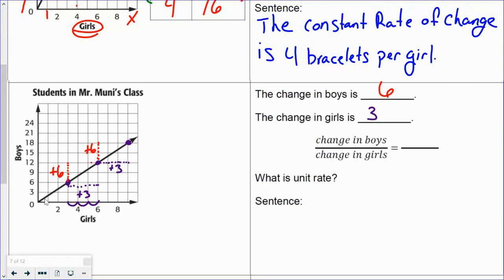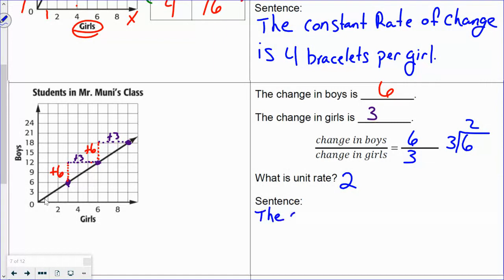I actually kind of want to change so it looks a little bit different. There we go. We're going to go from this point plus 3. Plus 3. All right. So now let's make this into a fraction. So our change in boys is 6 over 3 girls. Well, what is 6 divided by 3? 2. So what's my unit rate? 2. Write this as a sentence.